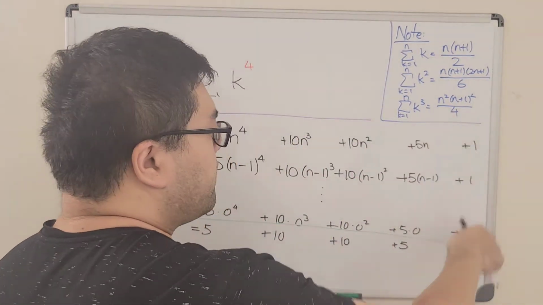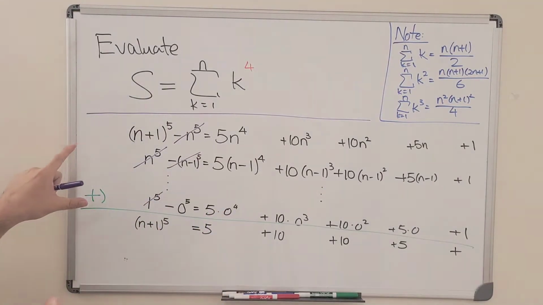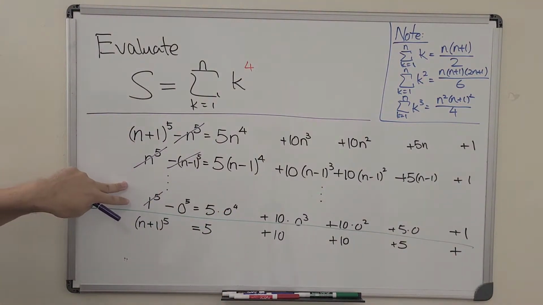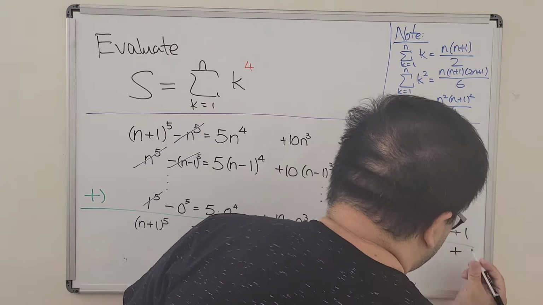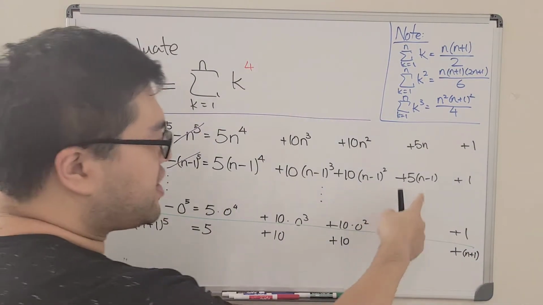First of all, for the last column, we notice that all the constant terms are just 1. And again, how many copies of 1s do we get? Since we have n plus 1 rows, we have n plus 1 copies. So we can just write the last term as n plus 1. Great.